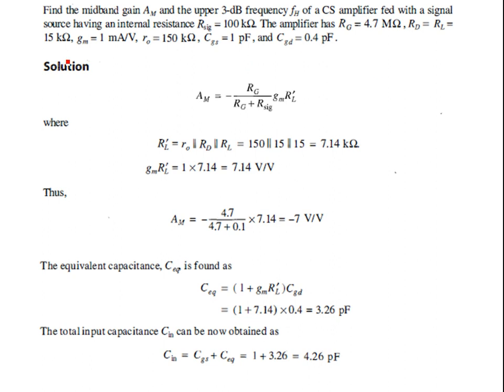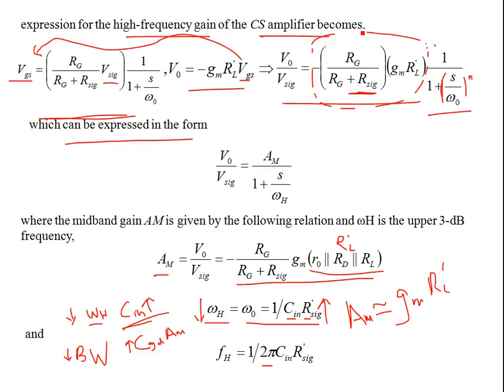Okay, this is example 4.12, I guess, from your course text, and this example says find the midband gain AM and the upper 3 dB frequency FH of a CS amplifier fed with a signal source having an internal resistance R signal. R signal is given as 100 kilohms. The amplifier has the biasing gate resistance of 4.7 megohms. You can see this RG is much greater than R signal, so in this expression it just reduces to 1, for RG much greater than R signal.